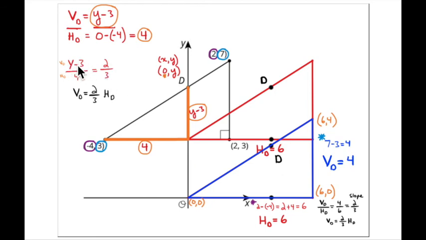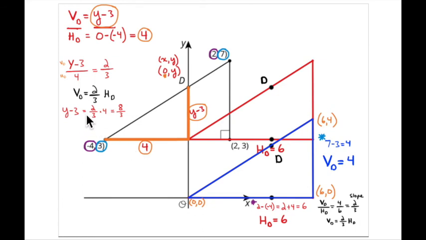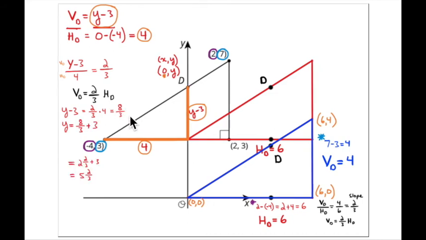So y minus 3, this gets tough. Y minus 3 is 2/3 of this 4, because the number of units in the vertical direction is 2/3 of the number of units in the horizontal direction. So this length right here is 2/3 of this length. So y minus 3 is going to equal 2/3 of 4. We know what 2/3 of 4 is. We already figured that out. That's equal to 8/3. And 8/3 simplifies to 2 2/3.